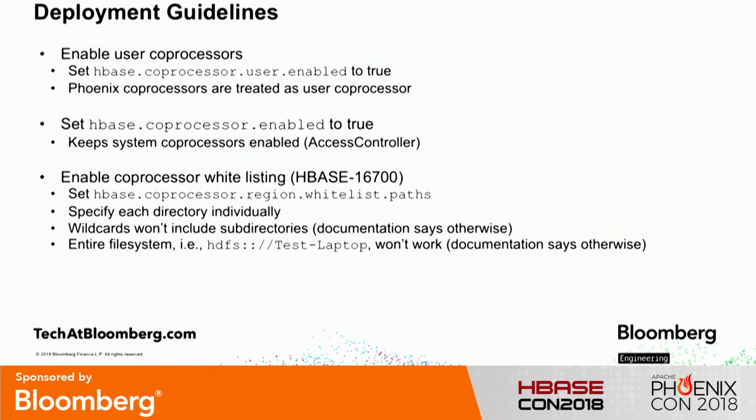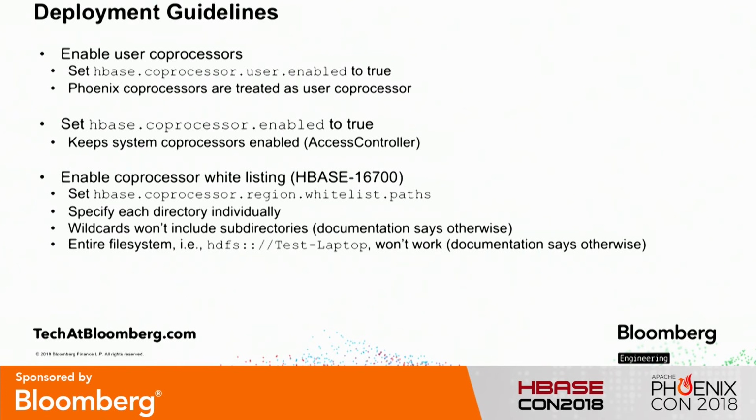So some of the deployment guidelines. There are two core properties that basically control the enablement of your coprocessor. One is hbase.coprocessor.user.enable, and you must set this property to true, because if you set it to false, it will also disable the Phoenix functionality. If you're a Phoenix user, Phoenix coprocessors are also treated as user coprocessors, so there's no distinction. They're not treated as system coprocessors. So if you set this property to false, your Phoenix functionality will be completely unavailable.